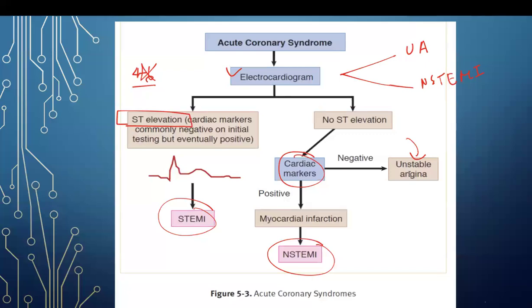It is not necessary to have a ST depression in unstable angina. ECG in an unstable angina can be totally normal.